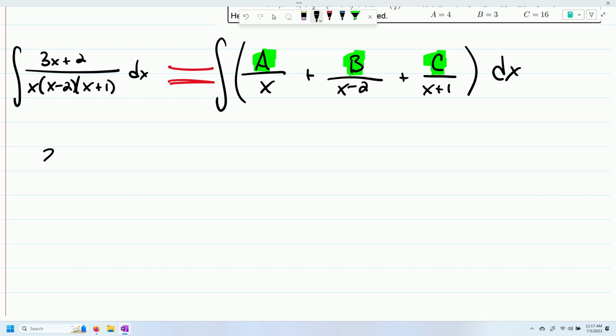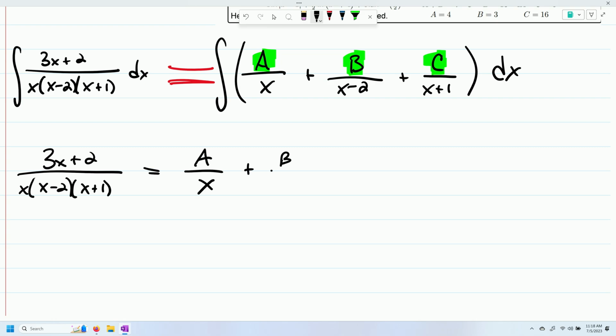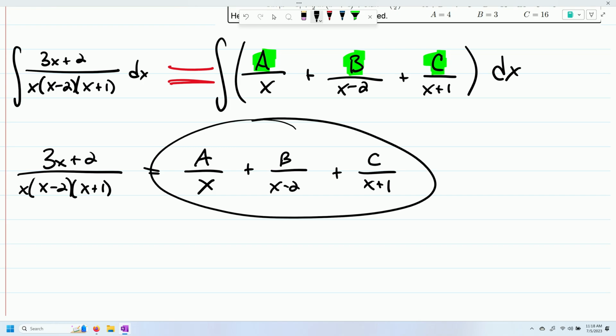That implies 3x plus 2 over x times x minus 2 times x plus 1 has to equal A over x plus B over x minus 2 plus C over x plus 1. Which also means that if I were to try to simplify the right-hand side, I would have to find a common denominator, and then I can combine them all. So that's exactly what I'm going to do. So just watch how I do this real fast.